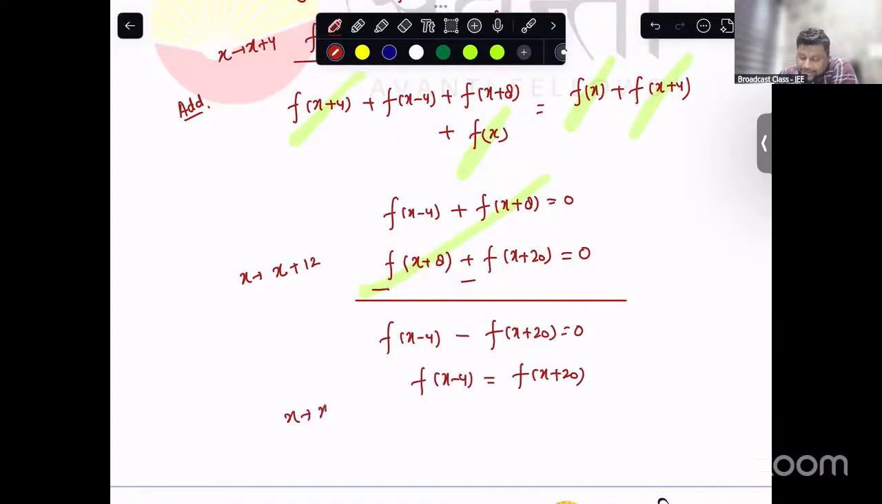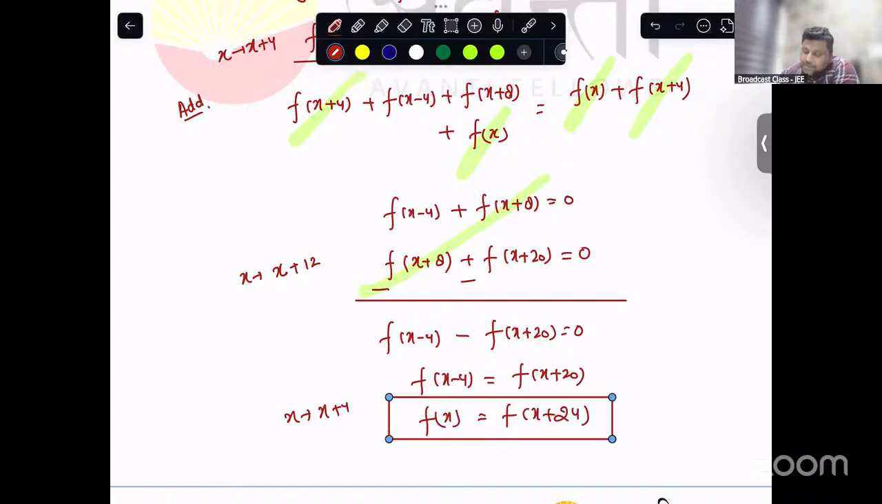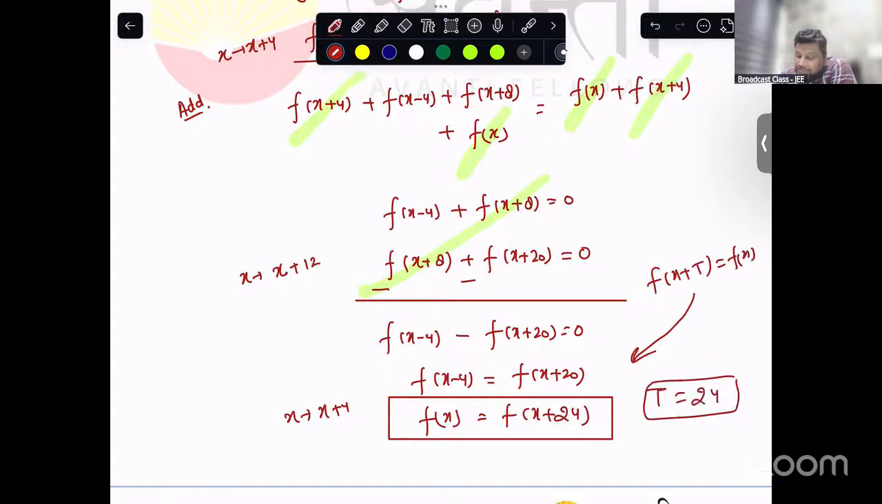Now replace x by x plus 4. So you get f of x is f of x plus 24. This is your final equation. This equation came in the form of f of x plus T equals f of x. Yes or no? Comparison period. What is your T? 24. This is the period. So yes, it is periodic with period 24. Have a look. Am I clear?